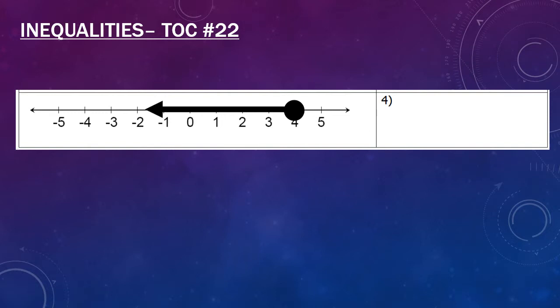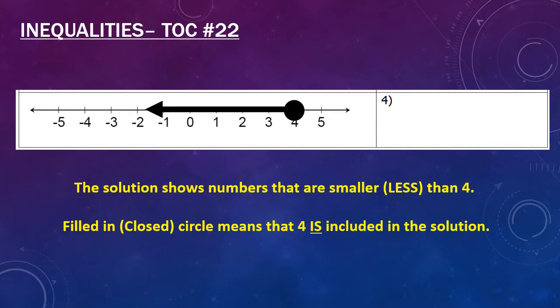My last example on the front page. I have a closed circle at 4, so I'm going to use x and 4. And since it's a closed circle, I'm going to include that line underneath. And since the solution shows that the numbers are smaller, less, to the left than 4, the filled in closed circle means that 4 is included in my solution. So x is less than or equal to 4. And then we're going to switch everything around, put 4 first, and say 4 is greater than or equal to x.